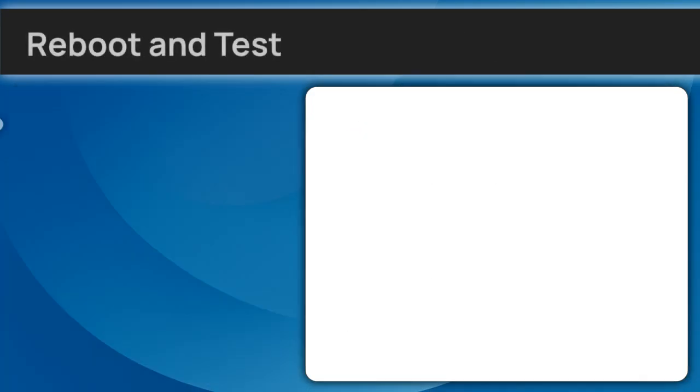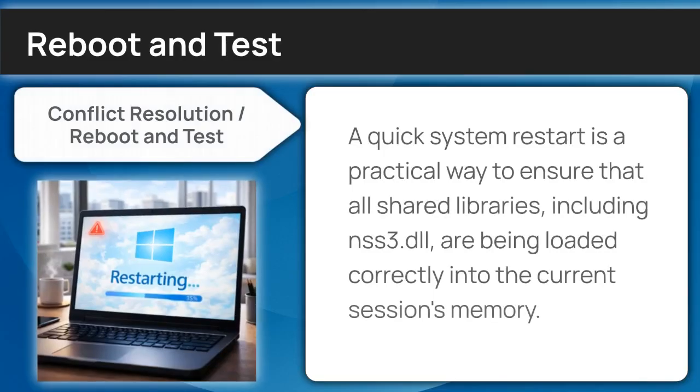A quick system restart is a practical way to ensure that all shared libraries, including NSS3, are being loaded correctly into the current session's memory.